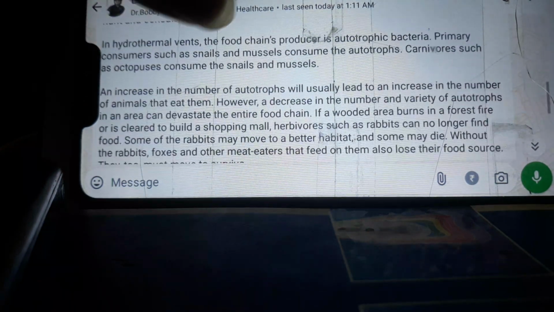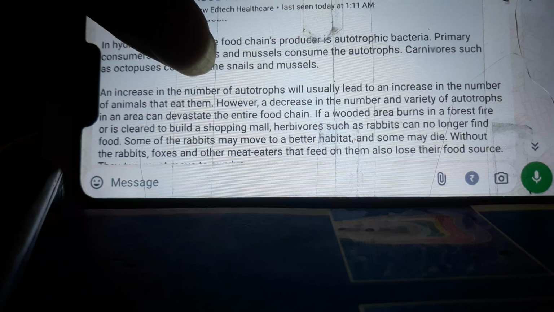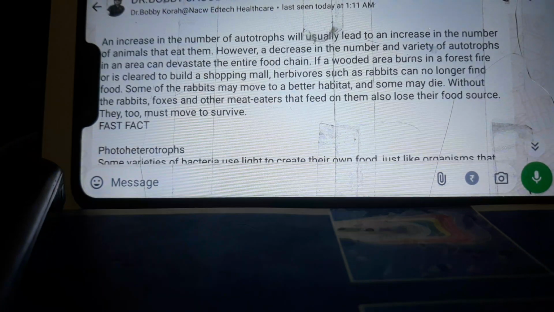In hydrothermal vents, the food chain starts with autotrophic bacteria. Primary consumers such as snails and mussels consume the autotrophs. Carnivores such as octopuses consume the snails and mussels, so it's interdependent. An increase in the number of autotrophs will usually lead to an increase in the number of animals that eat them. However, a decrease in the number and variety of autotrophs in an area can devastate the entire food chain.